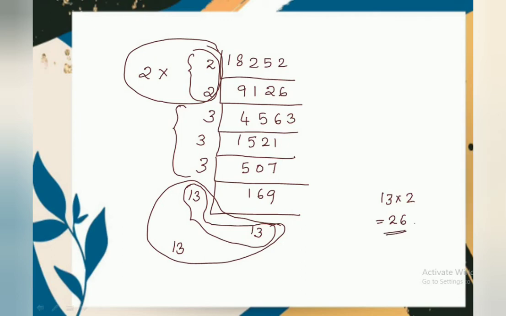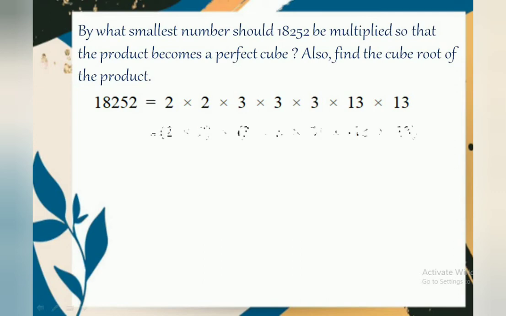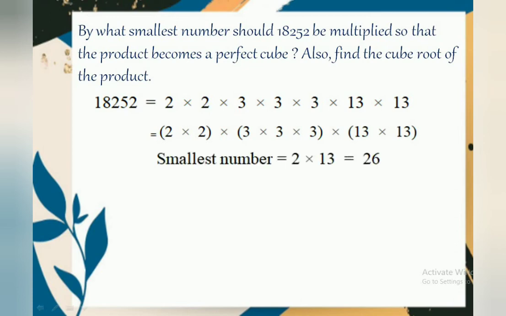Let's write the steps for this problem. First we write the prime factorization. It is 2 into 2 into 3 into 3 into 3 into 13 into 13. Now, we combine it and we find that there is a lack of one 2 and one 13. So, the smallest number we find is 2 times 13, it is 26.